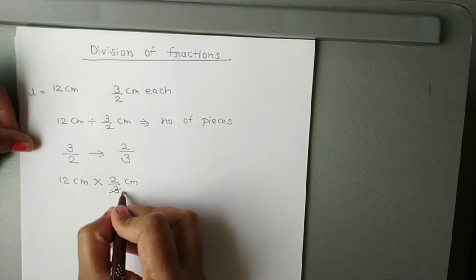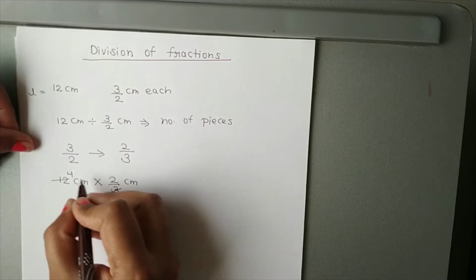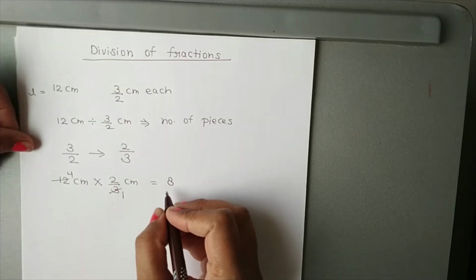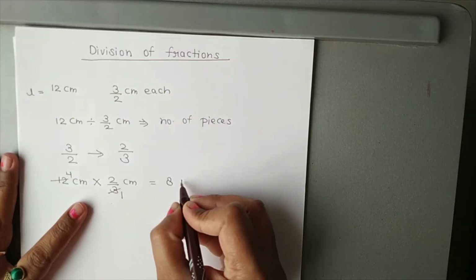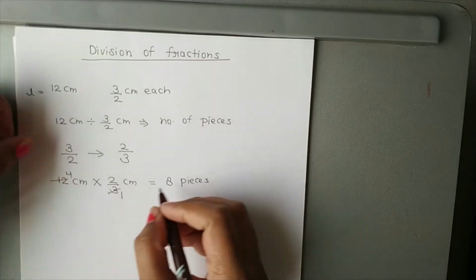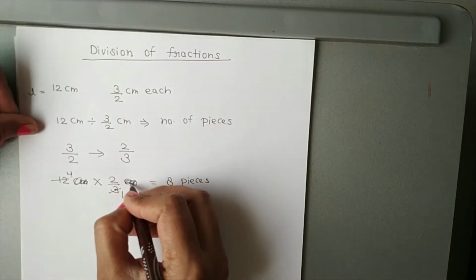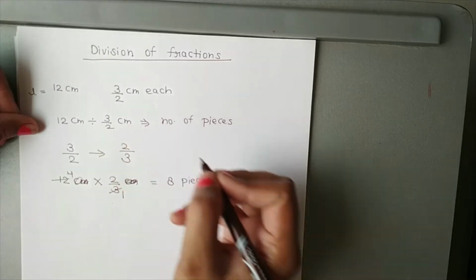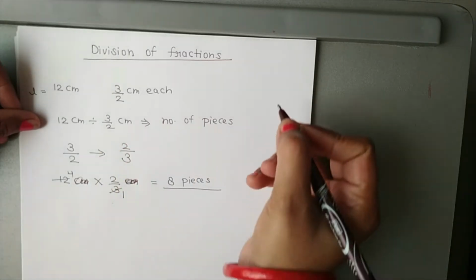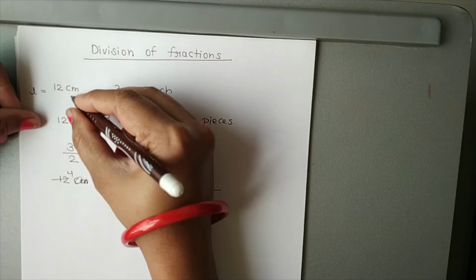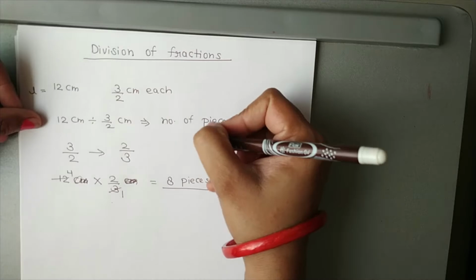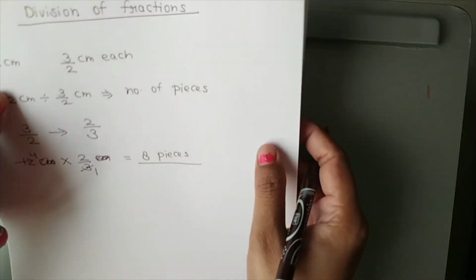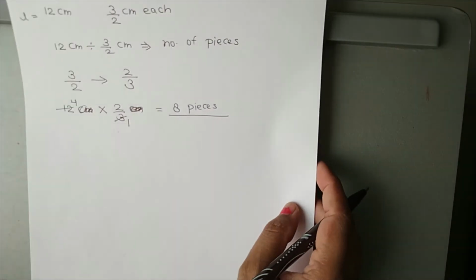So 3 1s are 3, 3 4s are 12, 4 2s are 8. It means 8 pieces will be there. The thread is already cut, so 8 pieces will be there. In 12 centimeter, how many pieces will be cut? 8 pieces will be cut.